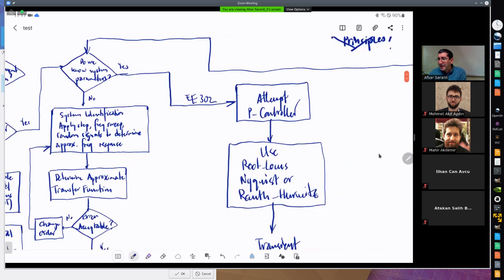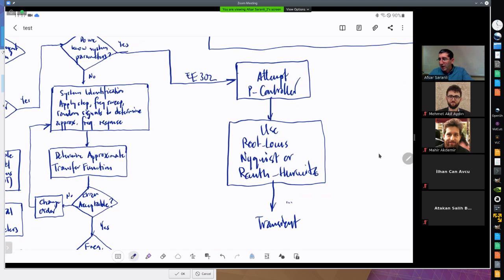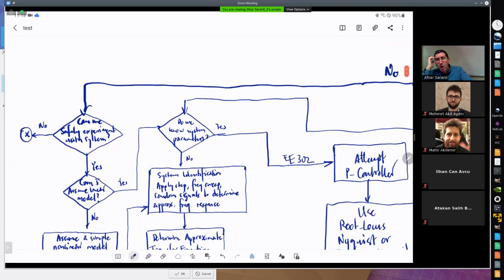Like, for example, we can attempt a P controller. That means a proportional only controller. That means you have as a controller only a single gain. And that brings you to many techniques from 302, like you can use Root-Locus, you can use Nyquist technique, you can use Routh-Hurwitz to define a stable range for the P controller, and so on. Okay? So I will continue with this part, but let us go to the case where we don't know some or all of the parameters of the system.